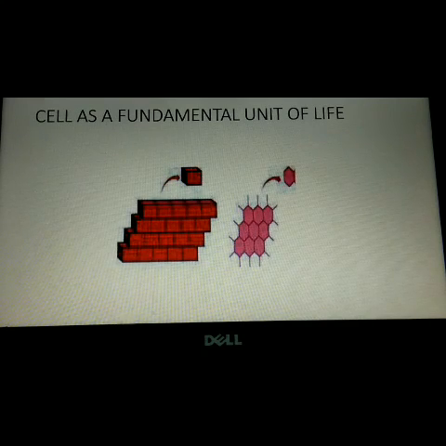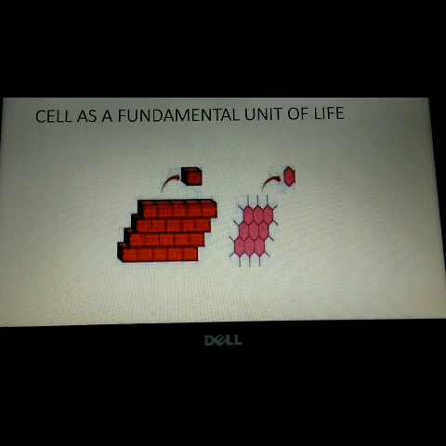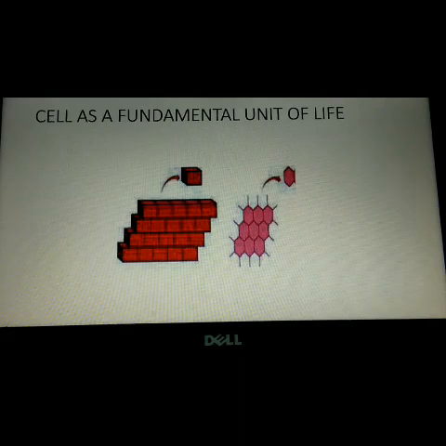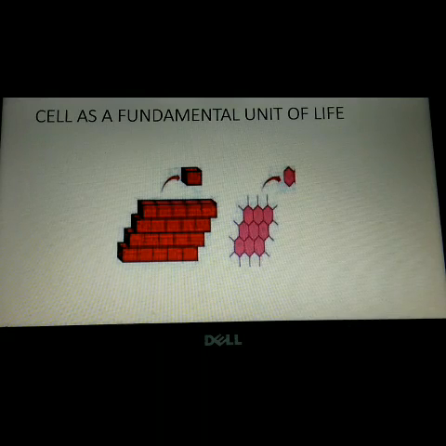Cell as a fundamental unit of life. The building wall is made up of numerous bricks. In the similar manner, a beehive is composed of numerous hexagonal units. Some of the organisms are represented by a single cell. Therefore, they show a simple organization. The basic functional unit of an organism is called a cell. So, a cell is the basic fundamental unit of any organism.